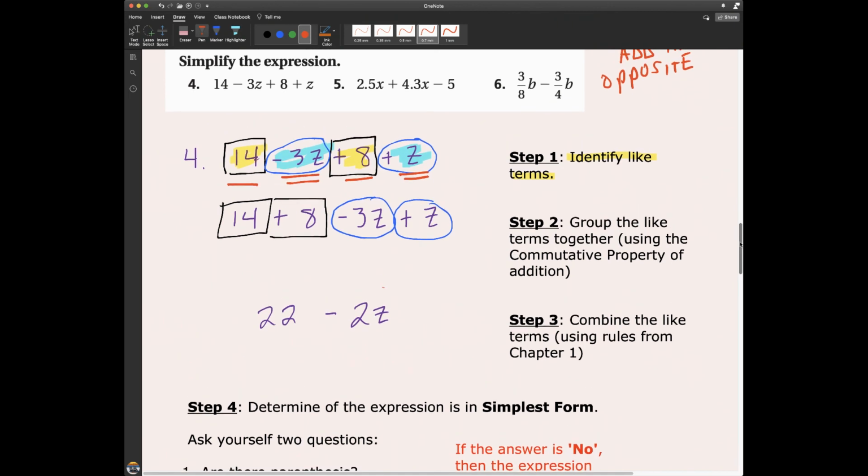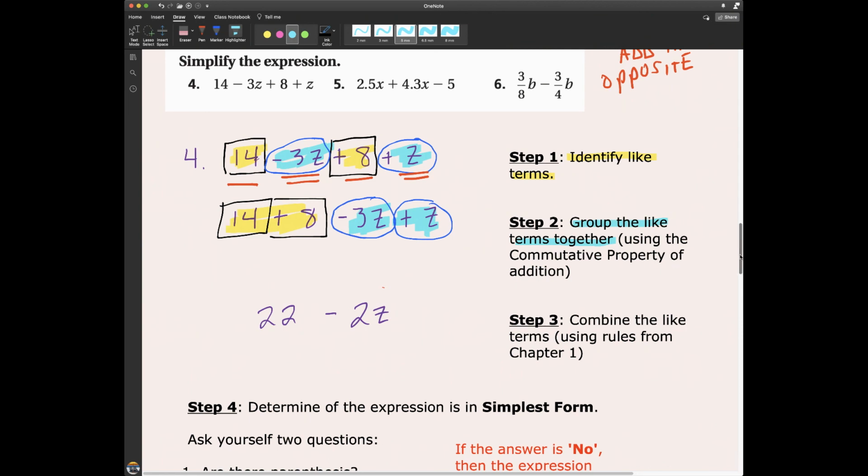Step 2 says group the like terms together, which means treat these terms like puzzle pieces and you can move them around. So I put the like terms that are in boxes together, and I also put the like terms that are in circles together. And the reason I can do this, and I don't have time to talk about it now, is the commutative property of addition. It says that when I add things together, the order that I add them doesn't matter.